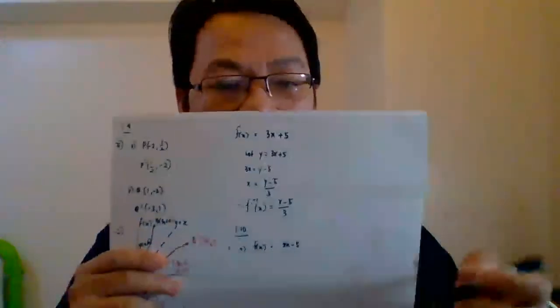Okay, so now 1.10, find the inverse function for the following. That's question number 1, very direct. For number 1a, we do all 1 to 5. So f(x) equals 2x minus 5. This is our question here.